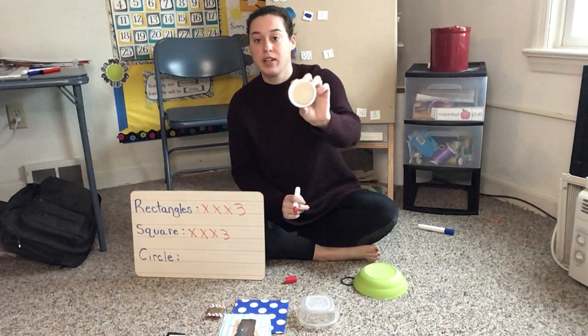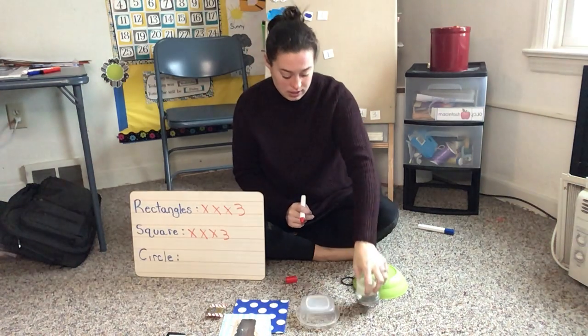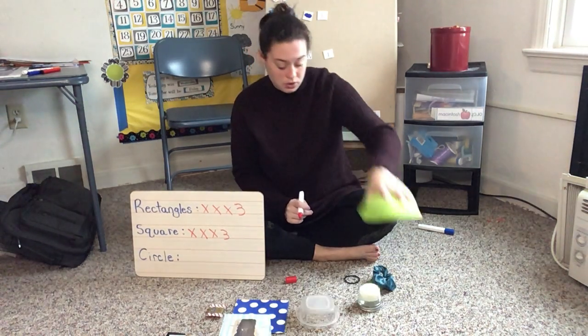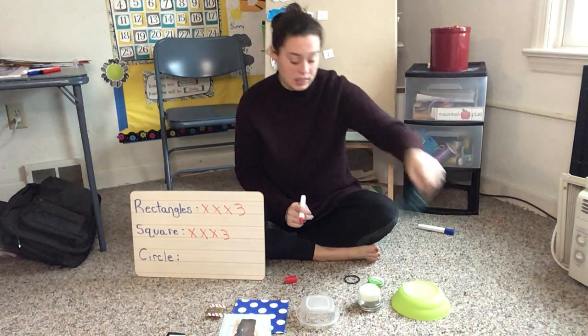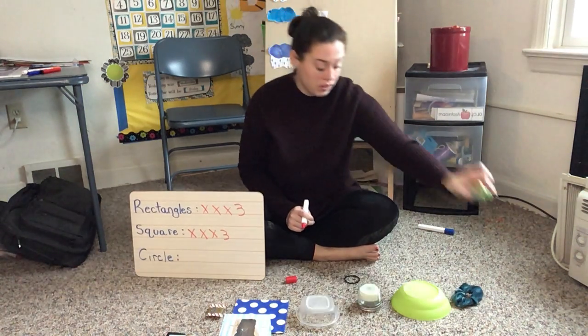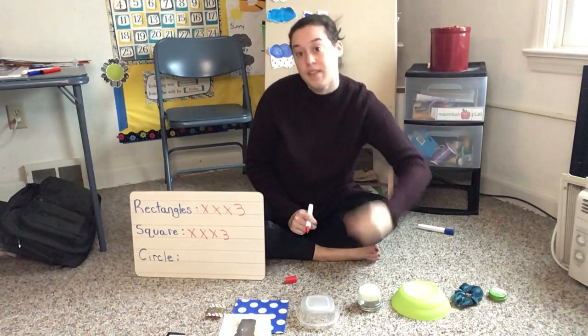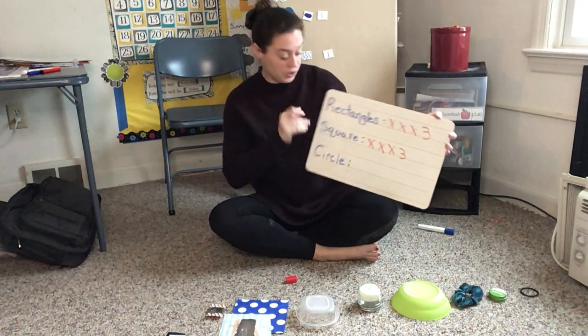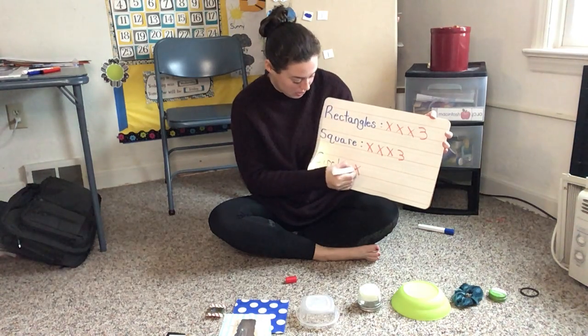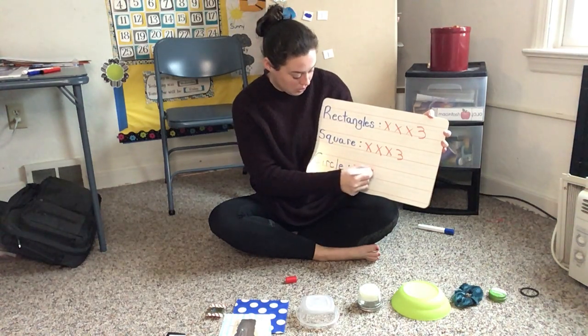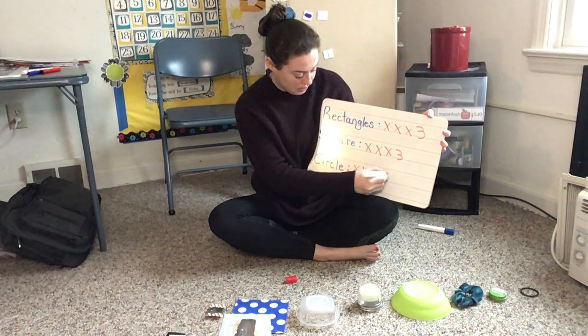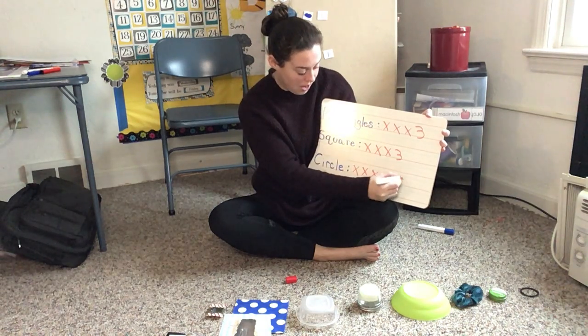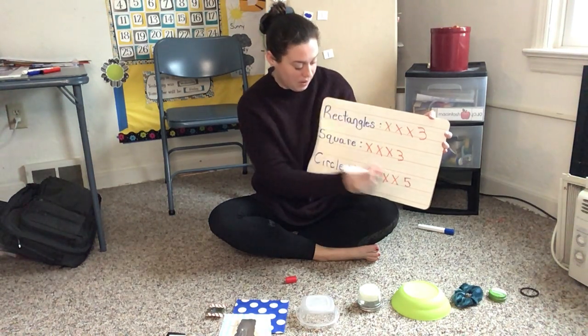All right, let's move on to our last, our circle. We have 1, 2, 3, 4, 5. We have 5 circles. So let's graph it. 1, 2, 3, 4, 5, and write the number 5.